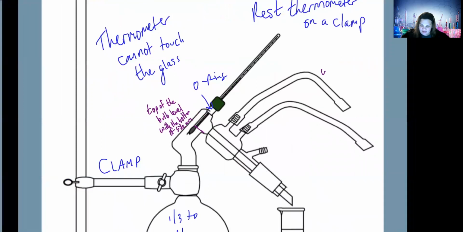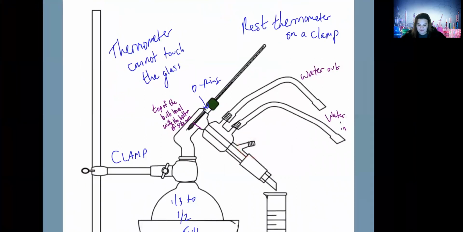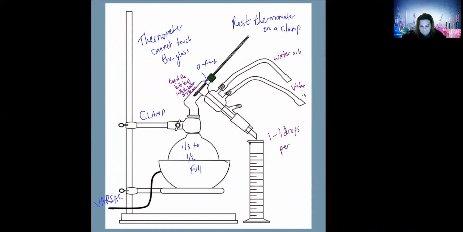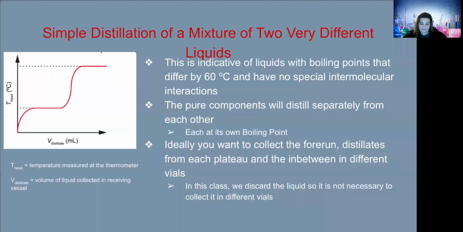Alrighty, water out goes on top, and then water in goes on the bottom, okay? And this one's open to air. You also had your graduated cylinder, and your drop rate should have been about 1 to 3 drops per second. Anything more than that, it'd be a little too fast. Just make sure that you never distill to dryness, okay? Make sure to always remove the heating mantle before your RBF is empty. All right, I think that's everything I had to say on this slide. So let's go ahead and move on to the next slide here.